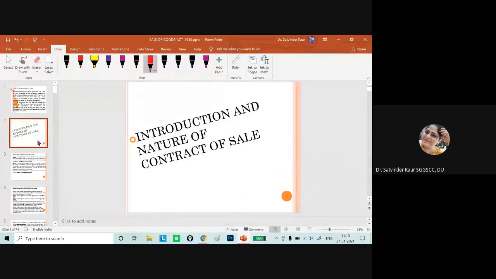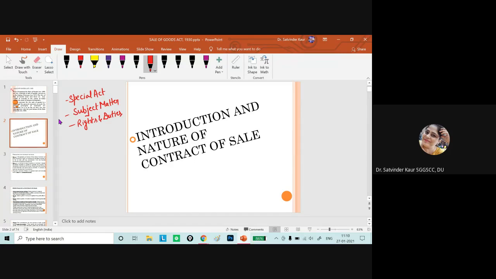Now let's start with chapter 1, the introduction and nature of contract of sale. We have to understand what the prerequisites for the Sale of Goods Act are. As we have discussed, the Sale of Goods Act is a special act. And when we talk about a special act, the subject matter is defined by the law. Along with the subject matter, the rights and duties of the parties are defined within the law.